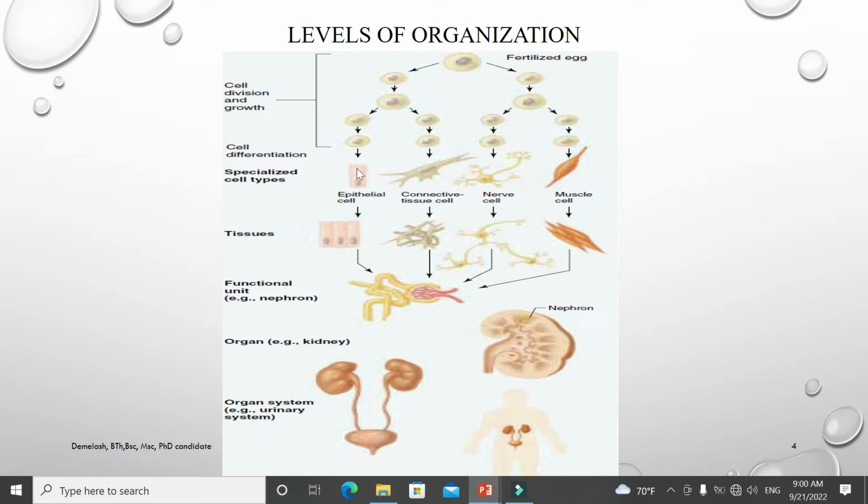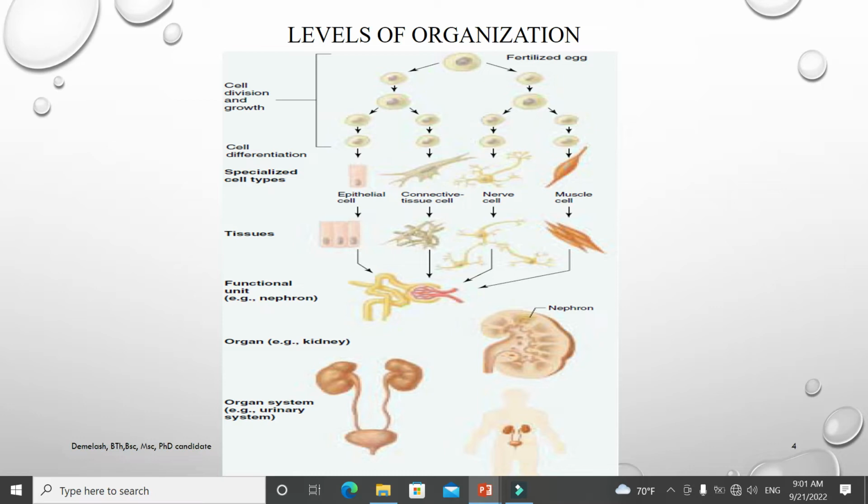The epithelial cells are important for exchange of materials from intracellular to extracellular parts, connective tissue will anchor and connect structures to each other, the nerve cells are important for transmission of nerve impulses, and the muscle cells are important for generation of heat and movement as well. So a group of epithelial cells will form a tissue, different connective tissue cells will form tissues, the nerve cells will again form tissue, and a group of muscle cells will form tissue.